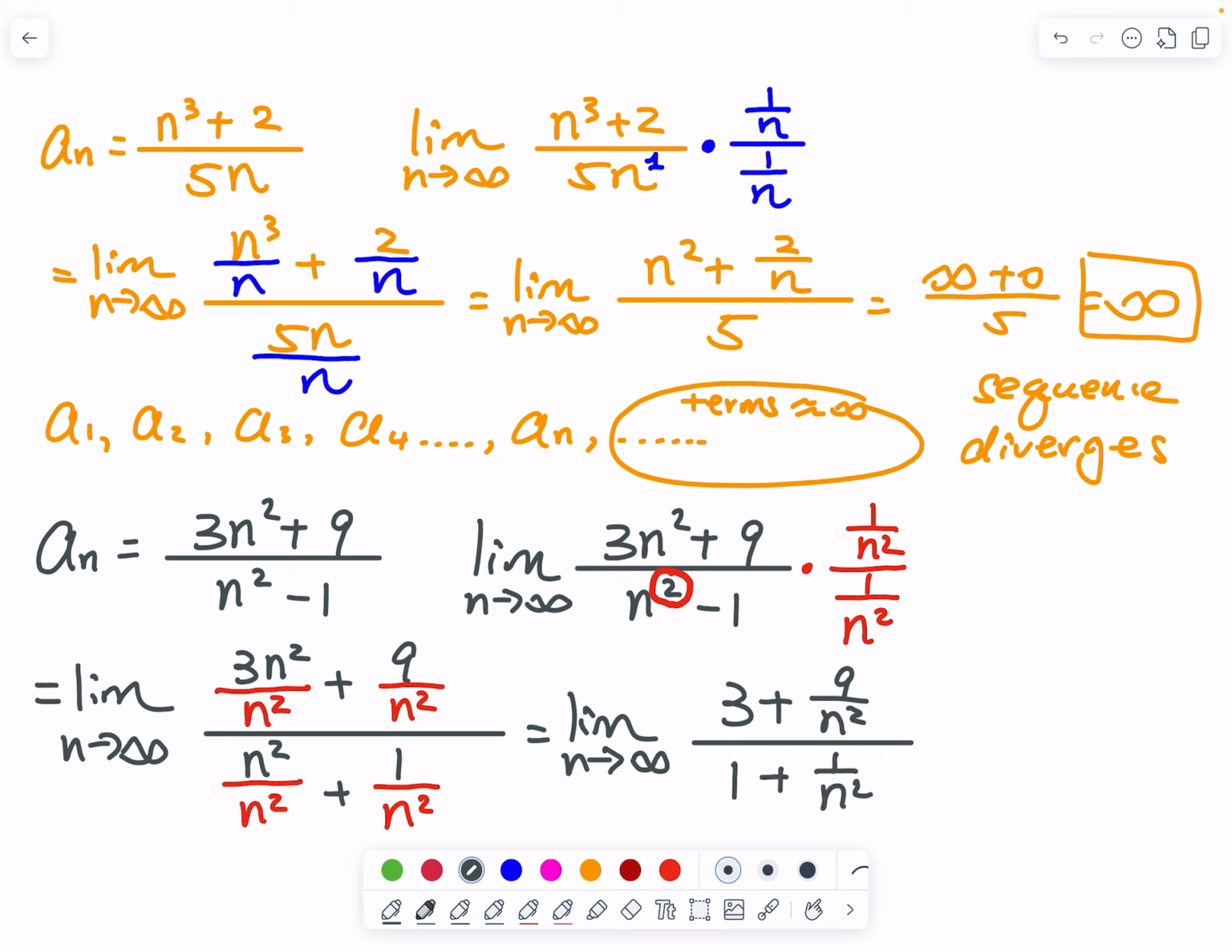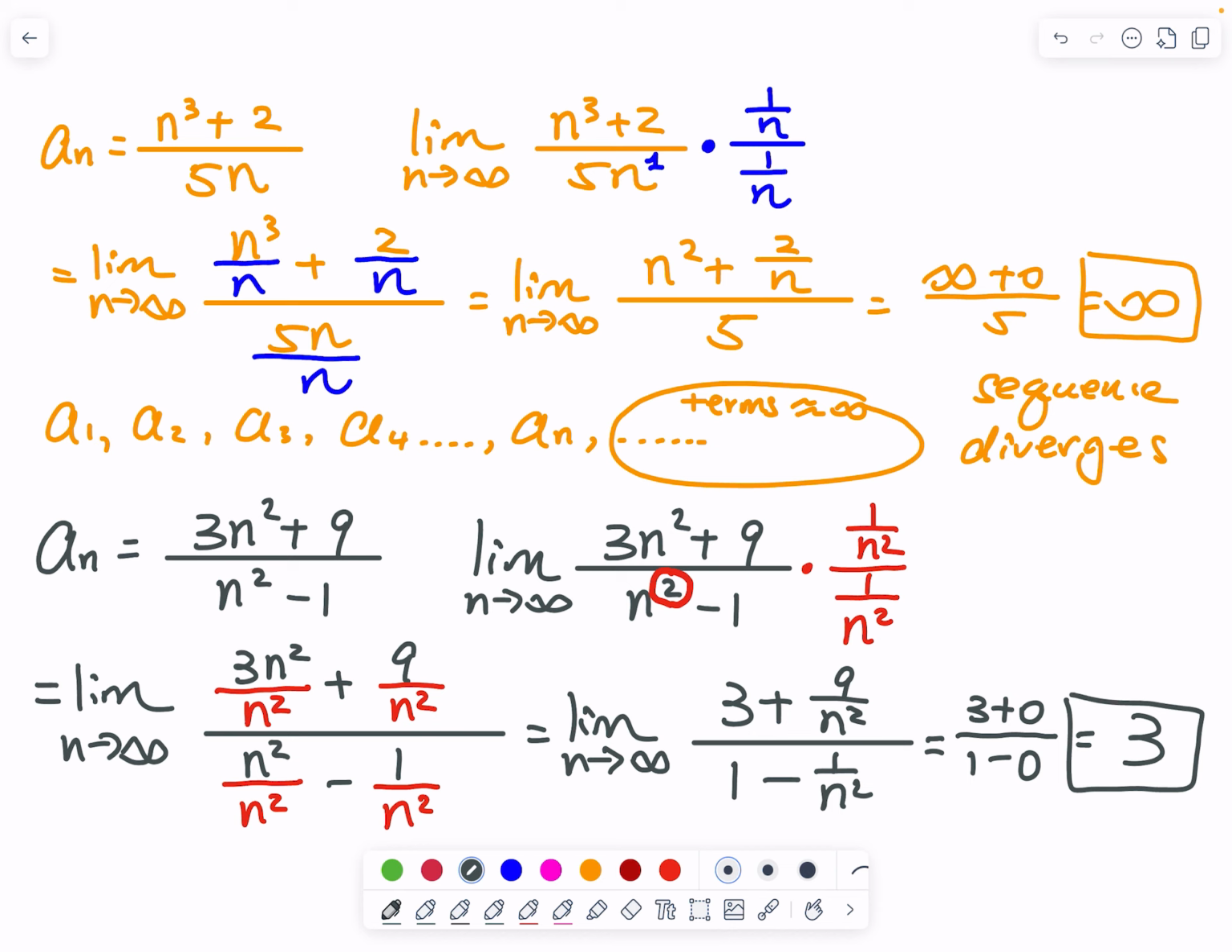When n becomes very big, all the little fractions become 0 because 9 or 1 divided by infinity equals 0. I made a little mistake there because I mentioned a plus, but that doesn't change anything. This will be 3 plus 0 divided by 1 minus 0, which equals 3 over 1, which equals 3.